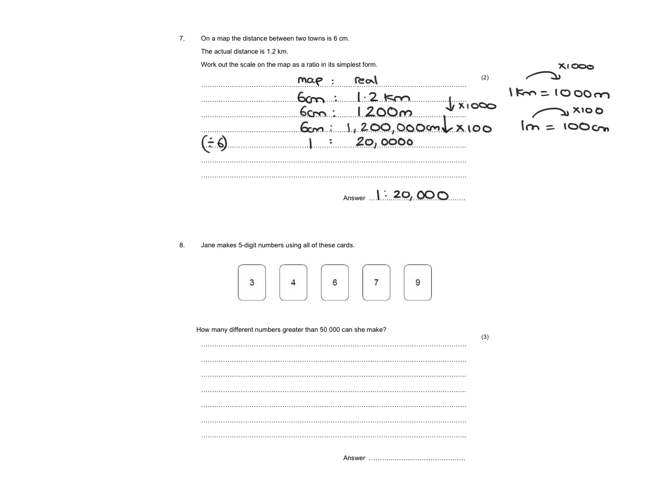Question 8. Jane makes 5-digit numbers using all of these cards. How many different numbers, that's important, greater than 50,000 can she make? So we need to think about the number of options that are available for each card. Now, each card can only be used once, and that makes a difference. And the numbers must be greater than 50,000, which means that in this first box here, we cannot have the 3 or the 4. We can only have the 6, the 7 or the 9 card, which means that there are 3 options for the first box.